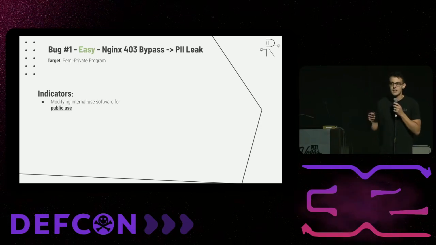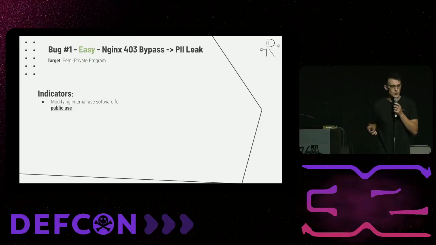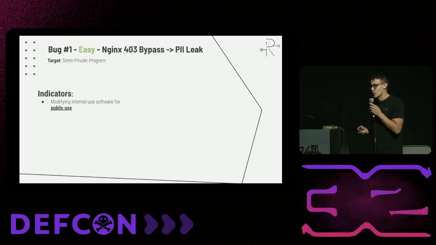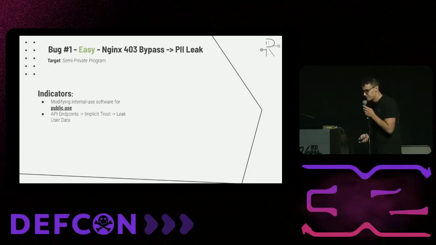So when finding this bug, the first indicator that there might be a bug here was that the company was taking a piece of software that was meant for internal use, and they've modified it to be publicly used. So anybody can sign up and log into this app, right? So when they do that, of course, the threat model changes for the application, right? So I thought that was really sketchy, so I decided to look into it a little bit deeper.